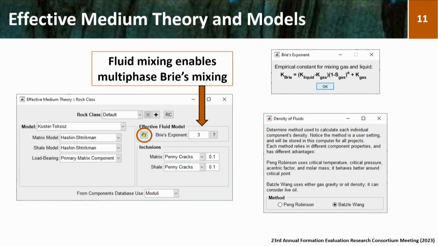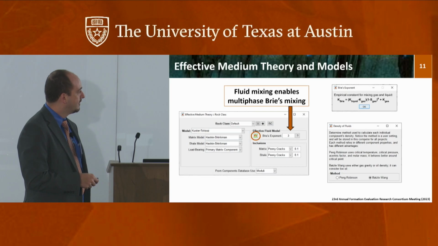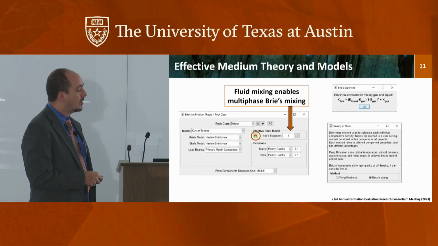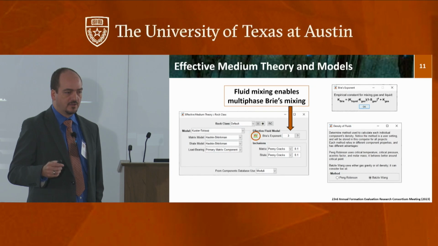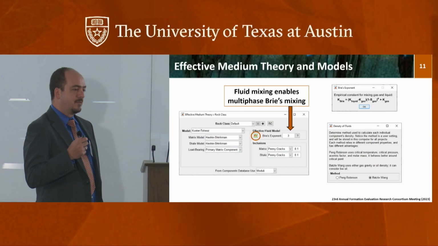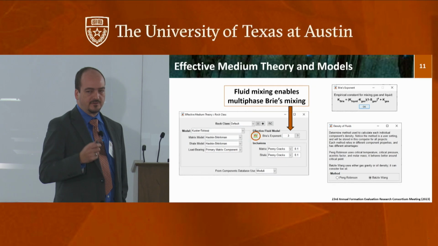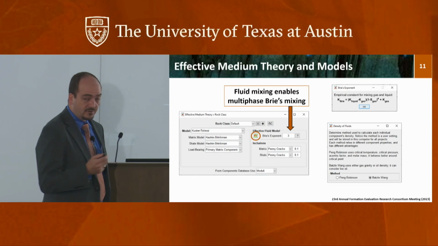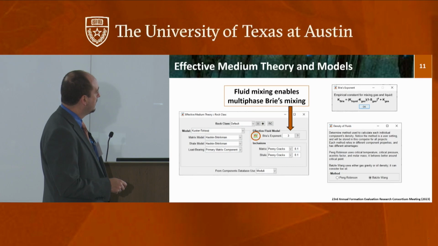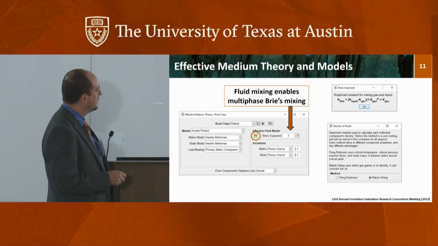The two options are using Peng-Robinson equation, which is what we've had forever, and the Batzle-Wang. Peng-Robinson is a really good equation. However, well, it's really good, especially when you're around critical temperature or critical pressure. The problem is you need to know the critical pressure and the critical temperature, the eccentric factor, which is even more complicated to get, and the molecular mass.